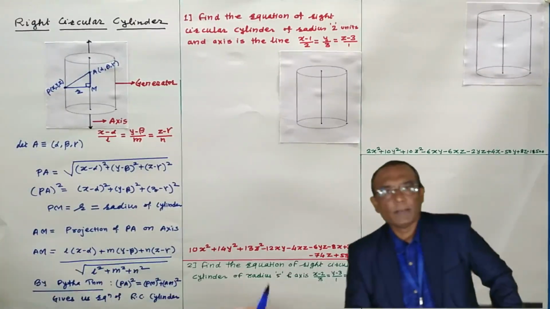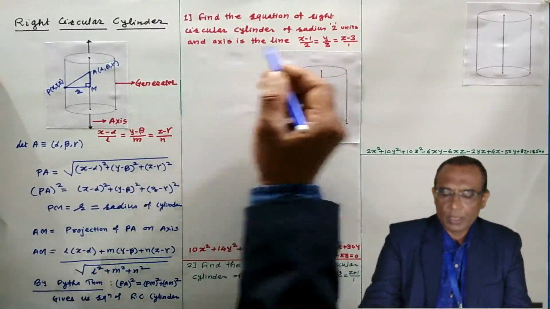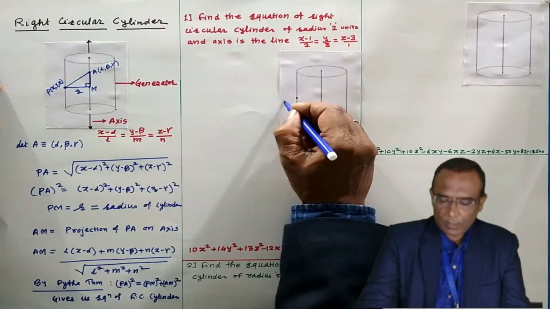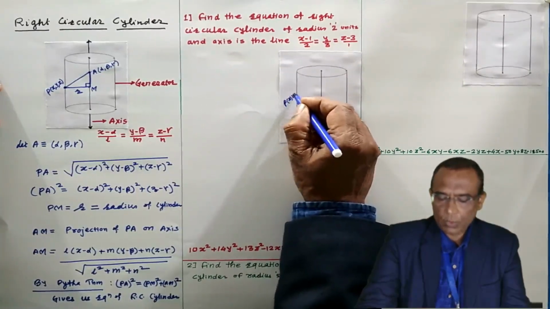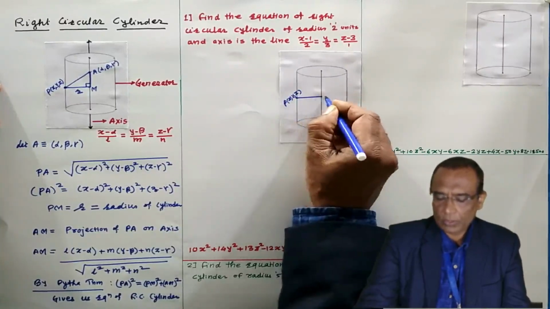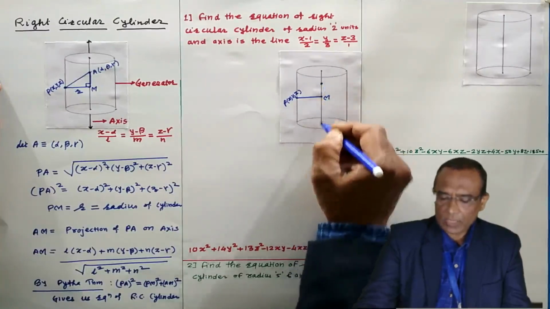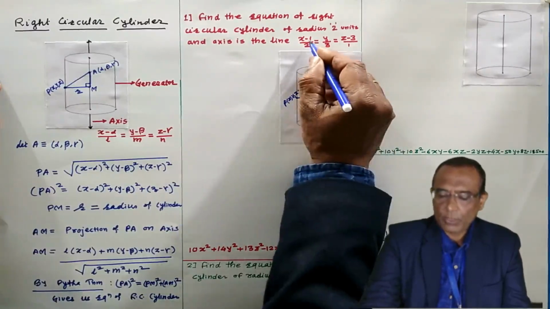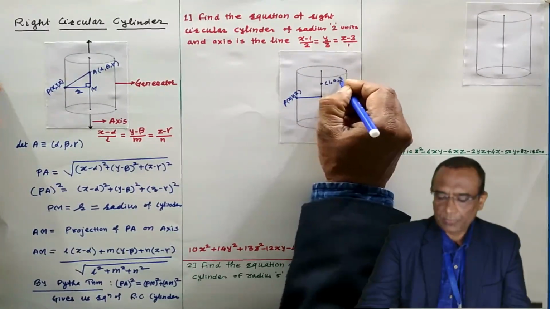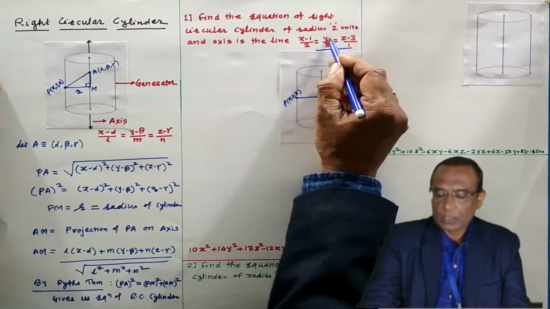Now the problem on this one. Find the equation of the right circular cylinder of radius 2 units. Let P be any point with coordinates x, y, z. Drop a perpendicular on the axis, that is M, and this axis passes through the point (1, 0, 3). This is the equation of the axis, and it passes through the point 1, 0 and 3.